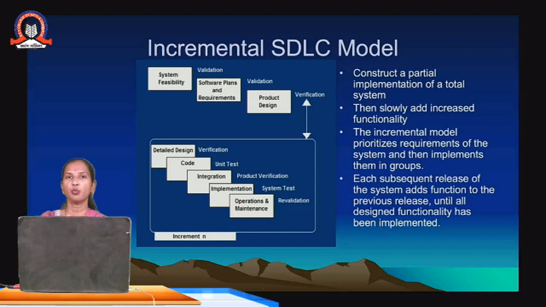So inside the module, you can say a piece of code is developed. It constructs a partial implementation of the total system, then slowly adds the incremented functionalities. The incremental model prioritizes the requirements of the system and then implements them in groups. Each subsequent release of the system adds a function to the previous release until all the designed functionality has been implemented. It also has verification and validation techniques.